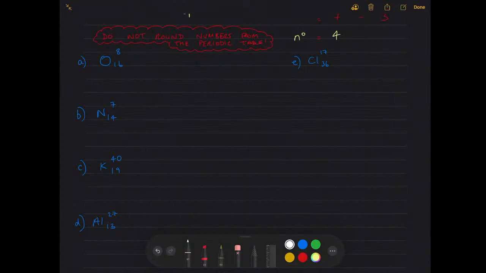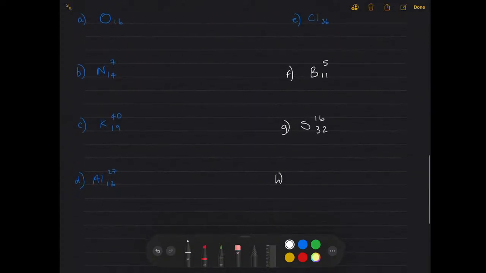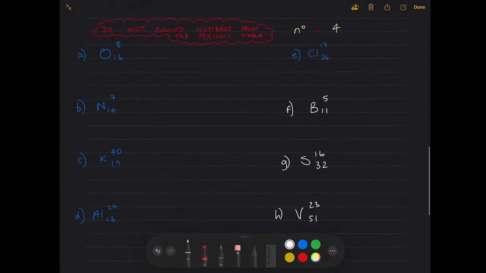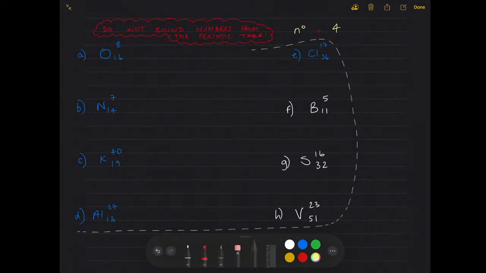Let's try boron. Sulfur, and finally, I'll give you vanadium, transition metal. You have 3 minutes.